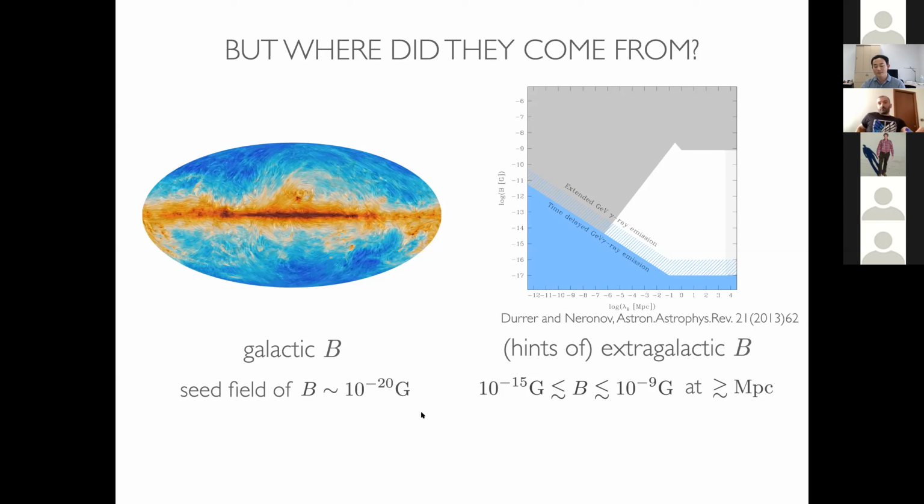But the point that I just want to make here is that, even if it's tiny, you have to start from some seed field for the galactic magnetic field. Mm-hmm. But then the uncertainty in this order is quite large, right? It can be. Yeah, exactly.